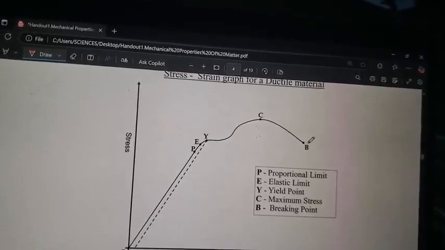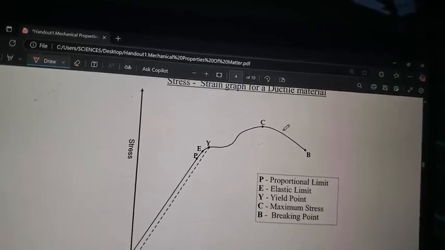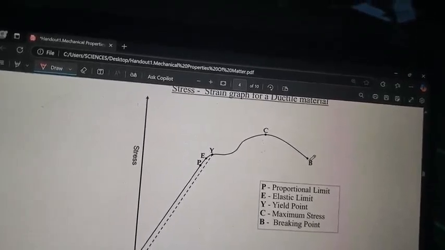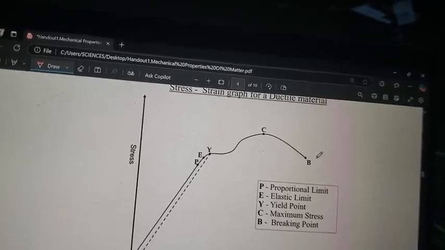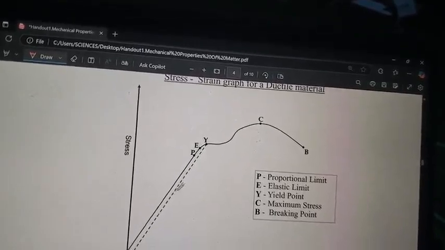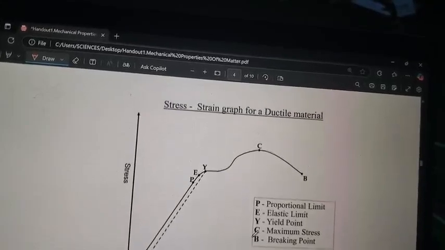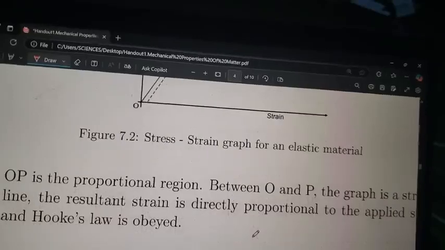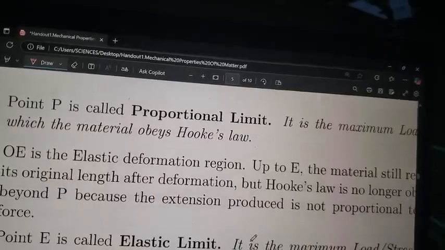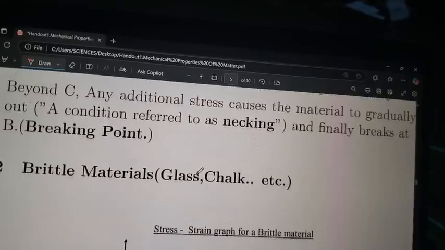So beyond C, what is happening is the material now begins to thin. The material reduces in size. There's going to be what we call thinning of the material. And then finally at B, it will break. So this is basically the behavior of a ductile material on a stress and strain graph. And the explanation I've given thoroughly in the notes. So you read the notes and you'll get the explanations there.